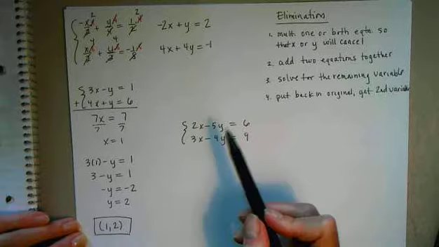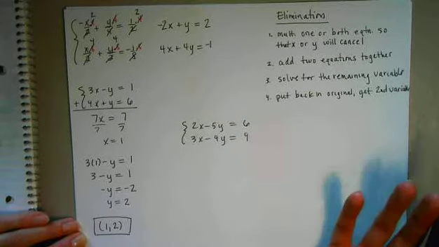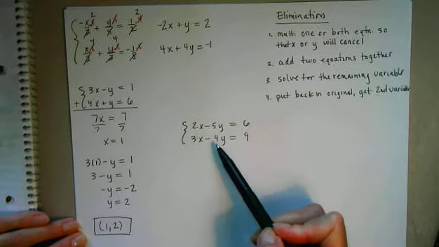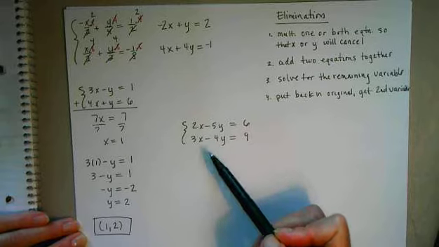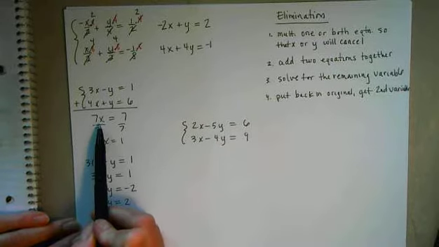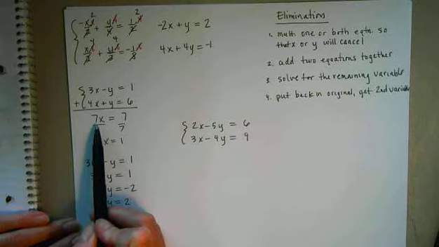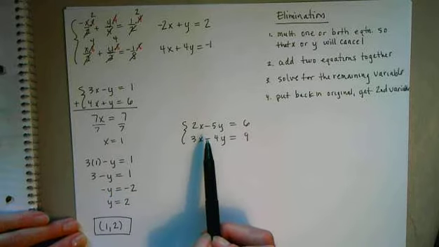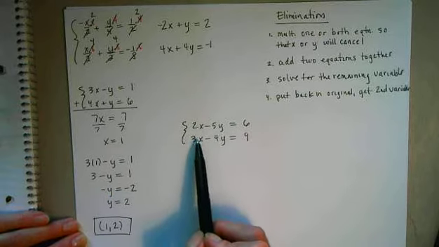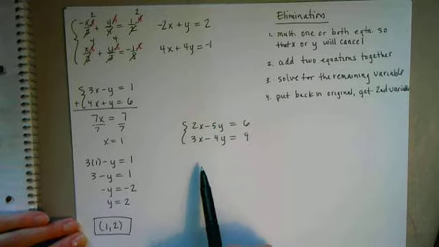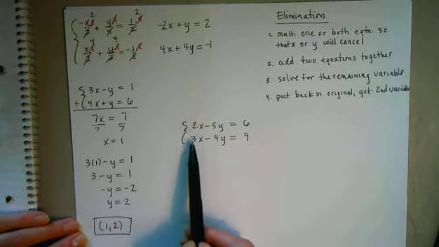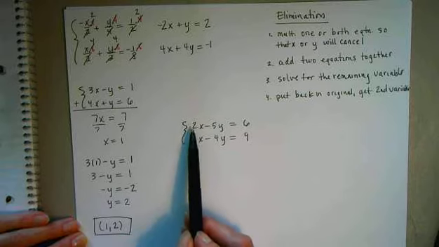Now, if you add those up as is, nothing's going to cancel. You would have 5x and negative 9y. So that won't give us one variable to solve for like we need. So I want to look at this and go, okay, I have to either make my x's cancel or my y's cancel. X's are slightly smaller, so let's cancel our x's.